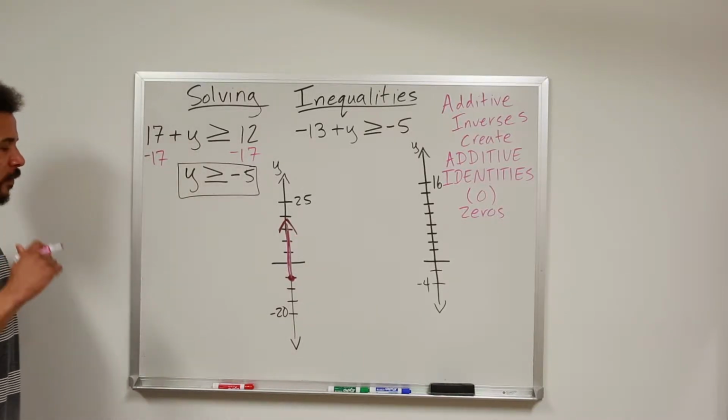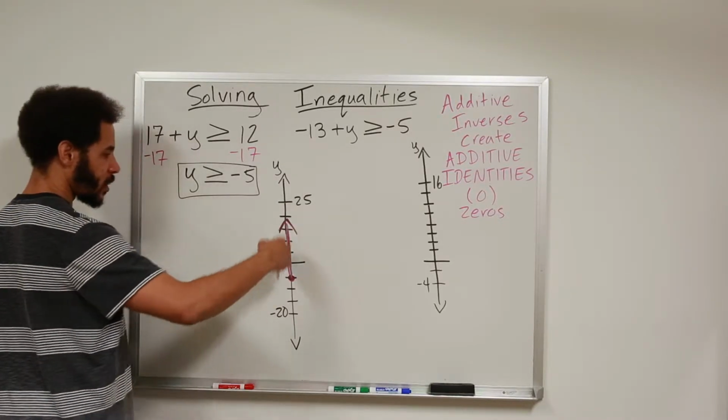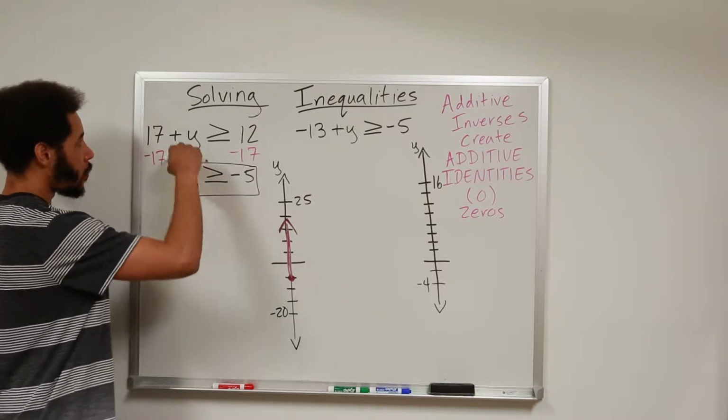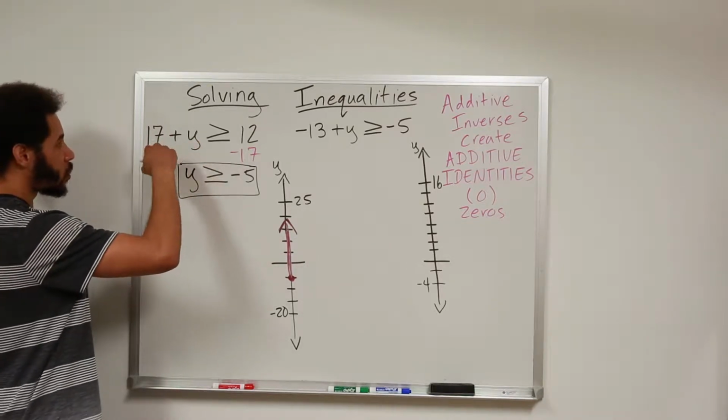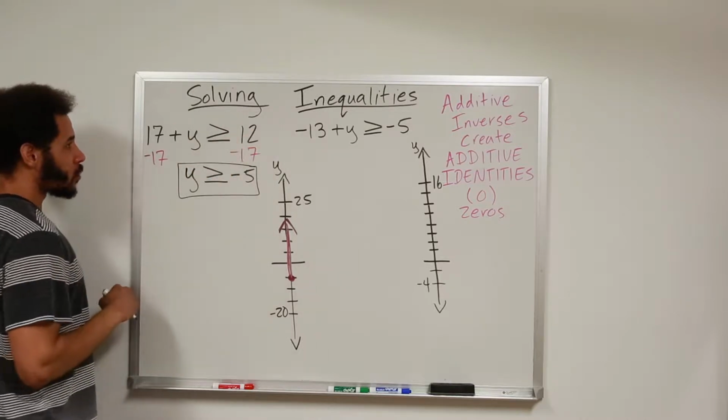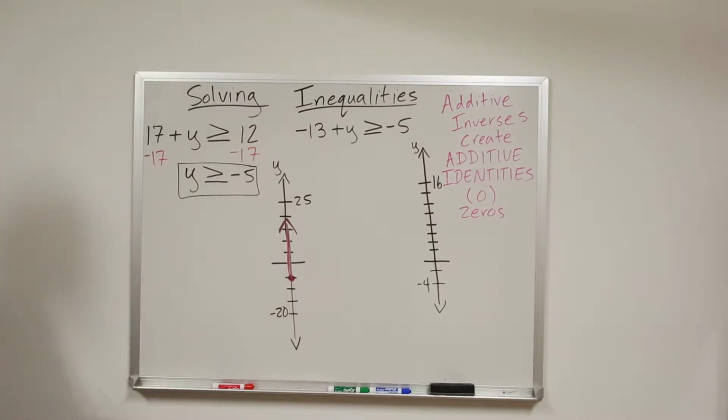And then just to verify, I'd pick a number for my solution set up here. How about positive 5? Positive 5 plus 17, 22 is greater than or equal to 12. All right, we're good here. Let's come to this other one.